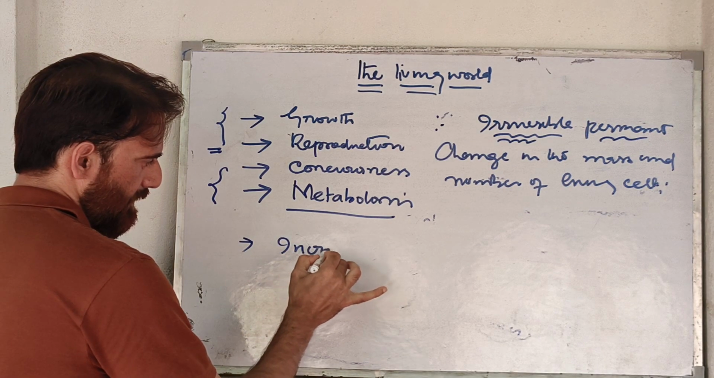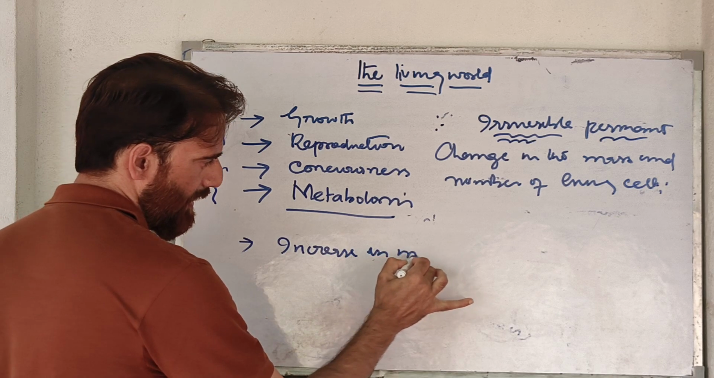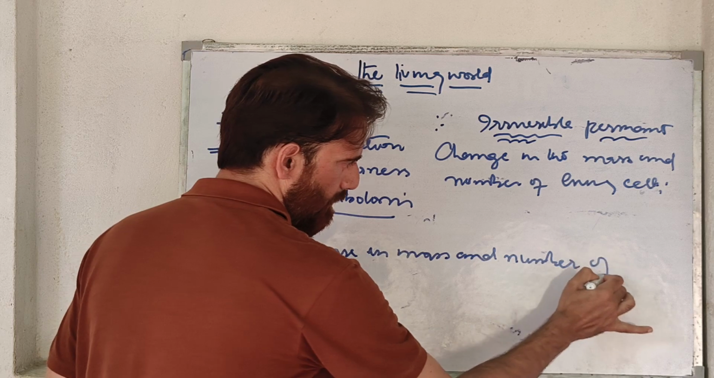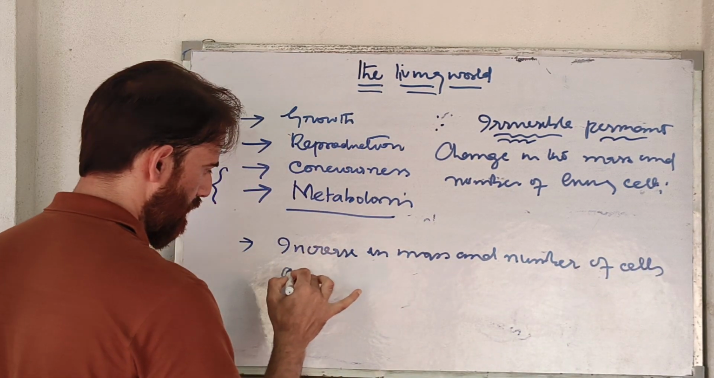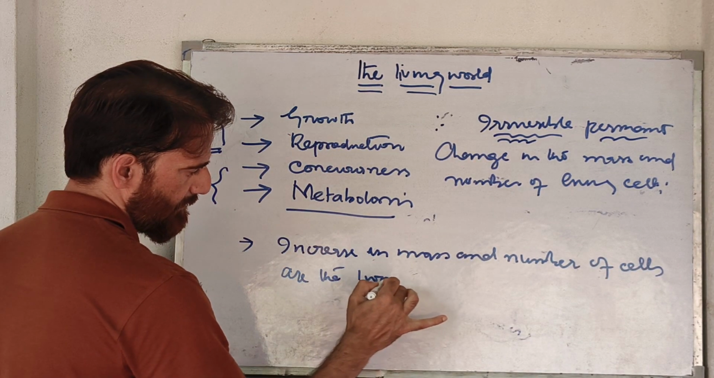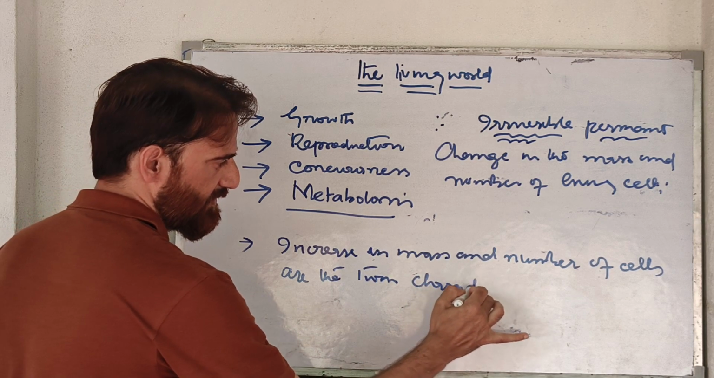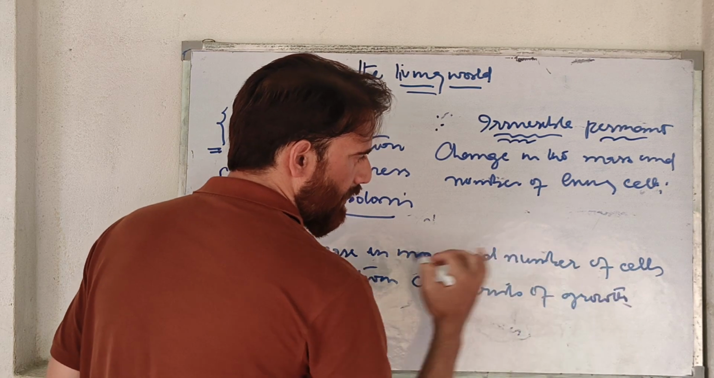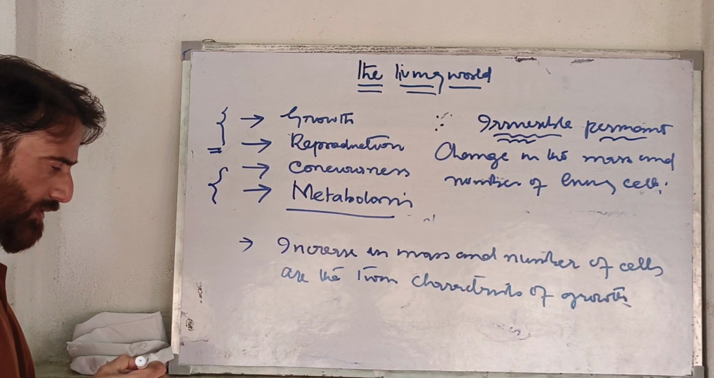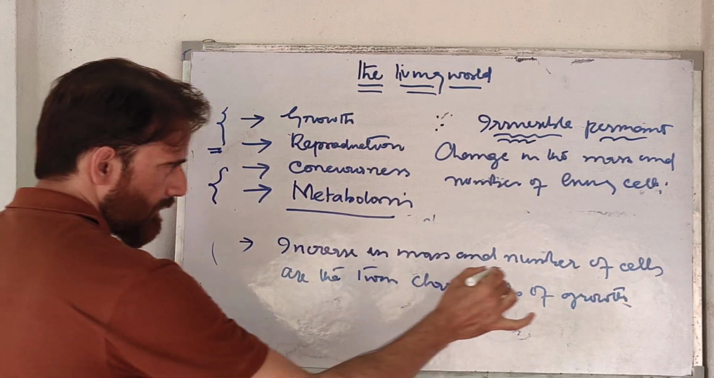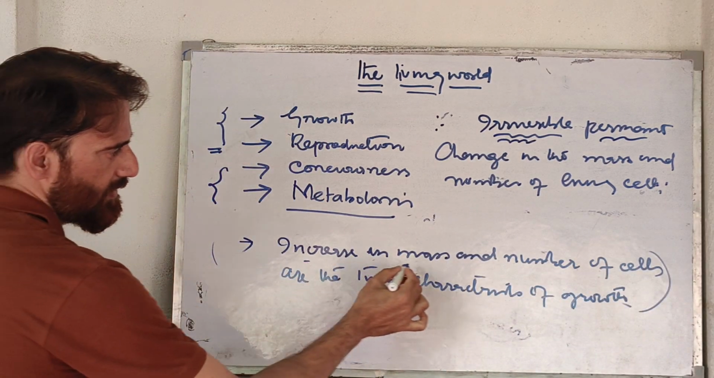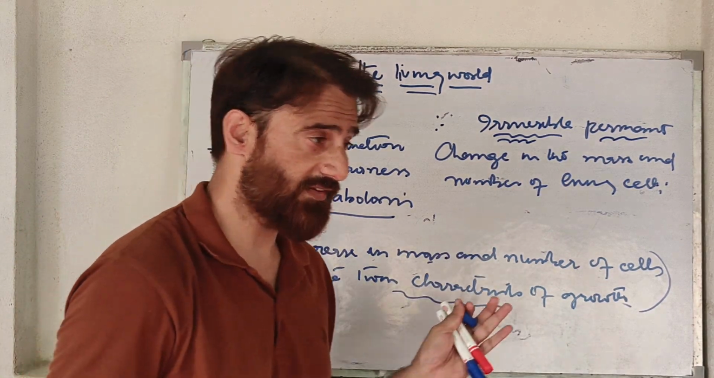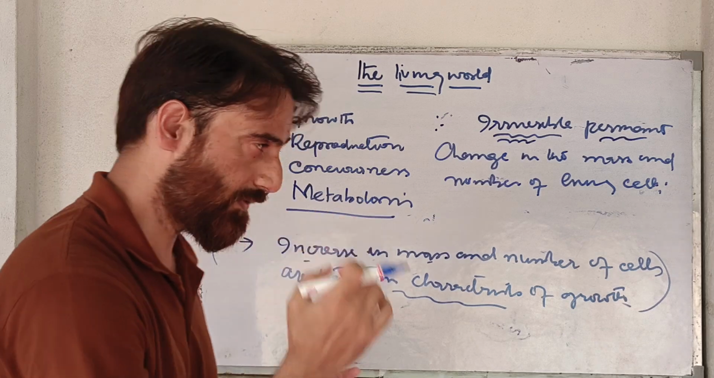Now, increase in mass and increase in number of cells are the twin characteristics of growth. Suppose I talk about growth, this is an increase in the mass and number of cells, the twin characteristics of growth, but they are not defining properties, they are characteristics of growth.